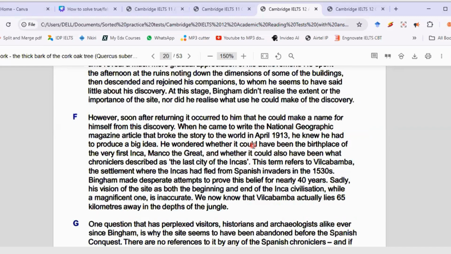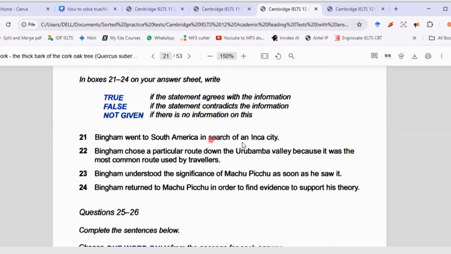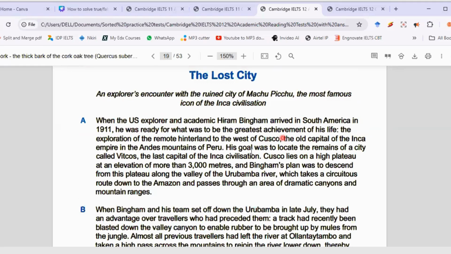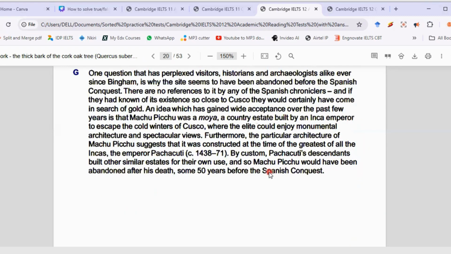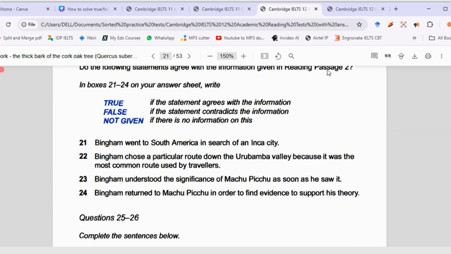Now look at the statement again. Bingham went to South America in search of an Inca city, that's fully supported. He went to search for, what's the name of that Inca city? His goal, Vitcos, that's the name of the city, last capital of the Inca civilization. So it's fully correct. He went to look for that city. He went to locate the remains. He went to search for it. So my answer to number 21 is going to be true.